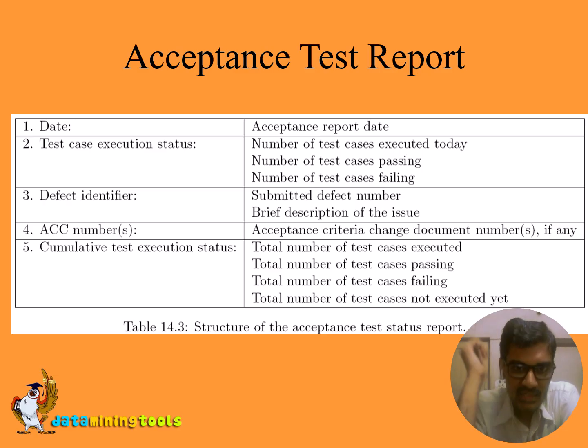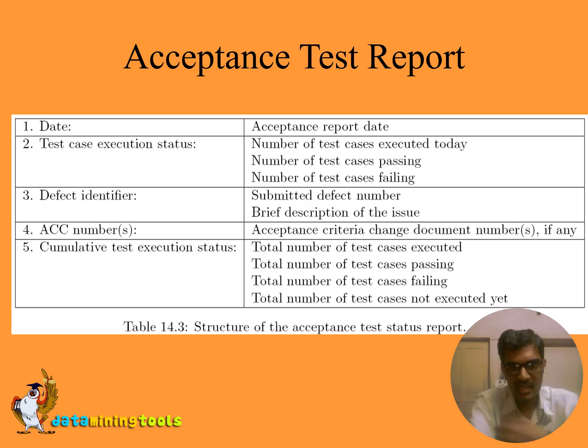Next, how does an acceptance test report look? First, it includes the acceptance test report date. Second, it includes the test case execution status. They show the number of test cases executed that day, the number passed, and the number failed, so you know what is actually happening. Next, the defect identifier. You submit the defect number and a description of the defect: what is the issue, what is the bug that has been caught by the testing people?